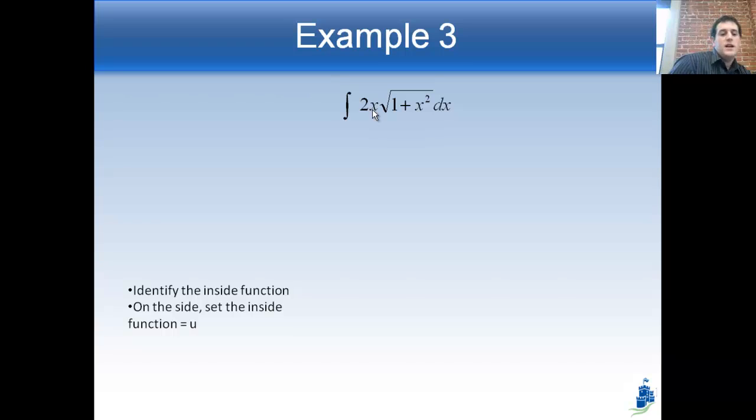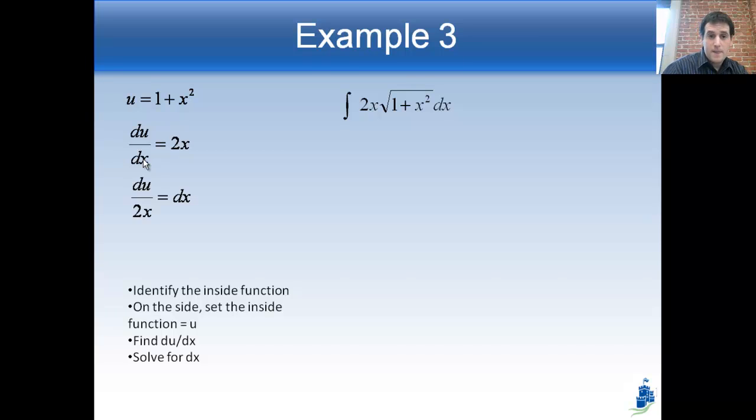Okay, so on the side, we're going to set the inside function 1 plus x squared equal to u. Then we're going to find its derivative. The derivative of 1 is 0. The derivative of x squared is 2x. Then, of course, we rearrange. We bring the dx up and the 2x down, and that gives us this. Okay, so that's done with our work on the side. We identify the inside function. We take its derivative, and then we rearrange so dx is on its own.